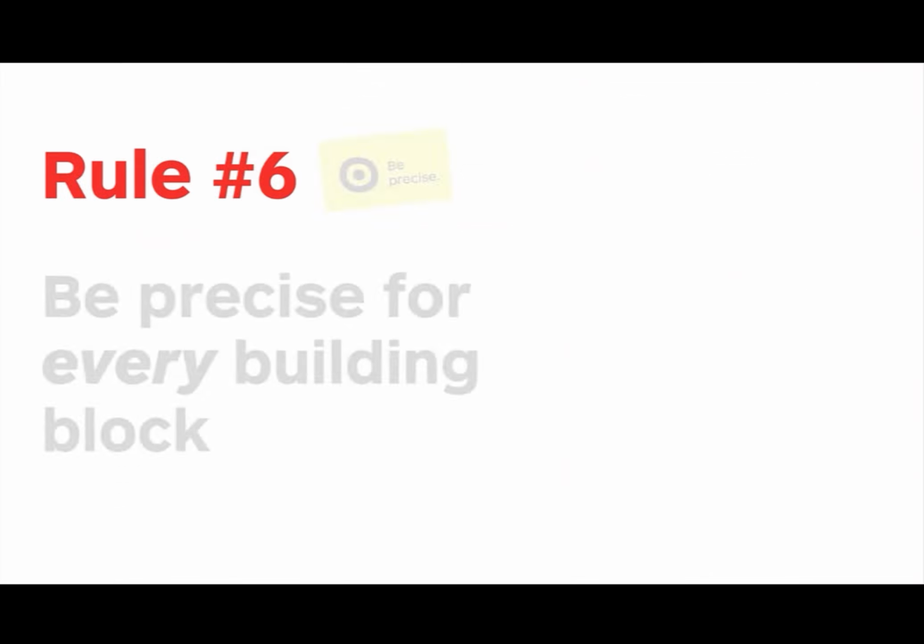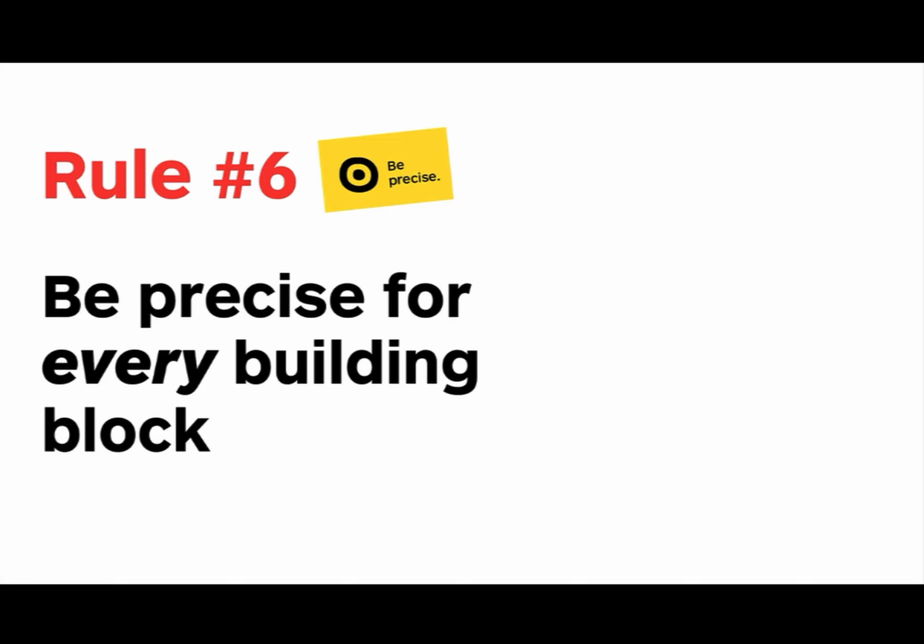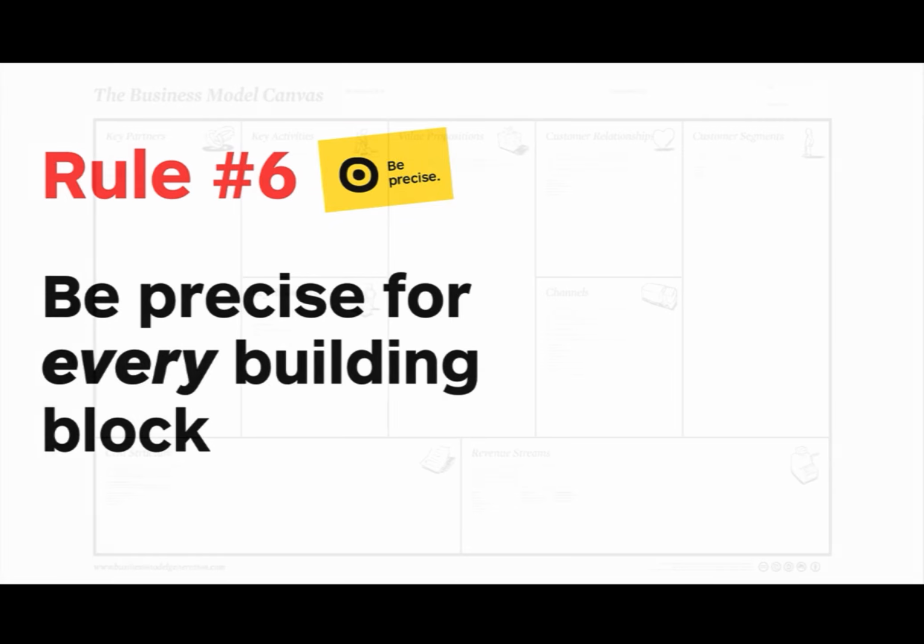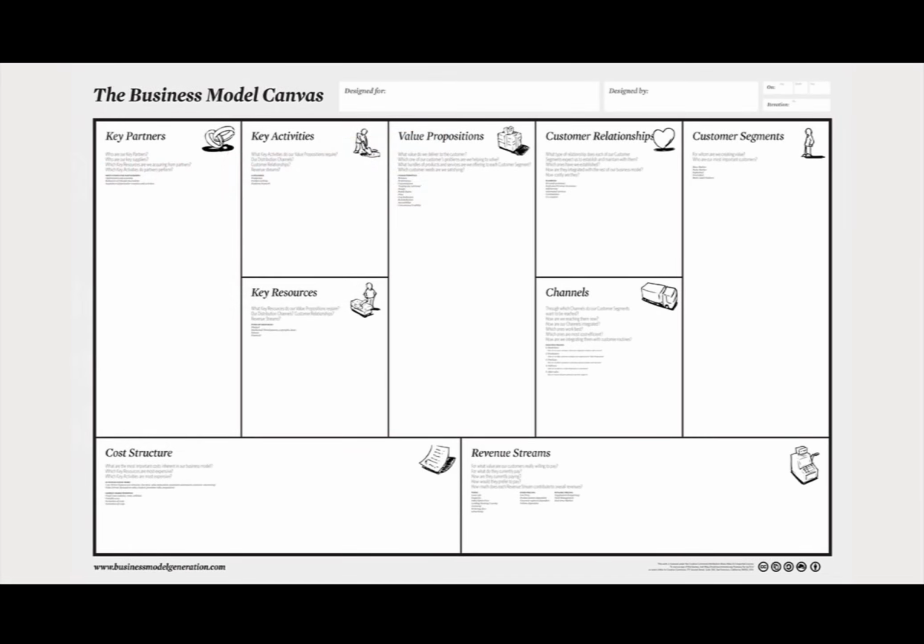Rule number 6. Be precise for every building block, but remember, without writing too much on a sticky note. So let's take the example of Google. Everybody knows they earn most of their money from advertising. But we want to be more precise here. We might not just want to say advertising, but how they really earn money by auctioning off search terms. That's still one of the most profitable ways for Google to earn money, and that's not simply advertising, that's something very concrete that made them very, very wealthy. So that's the way to do it.